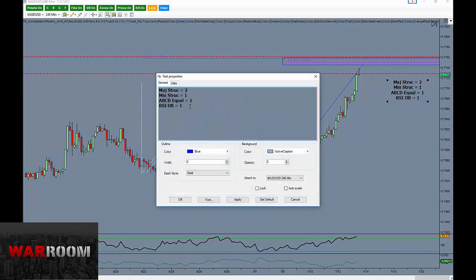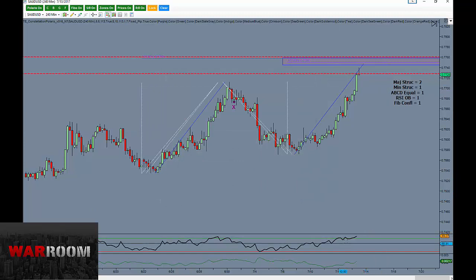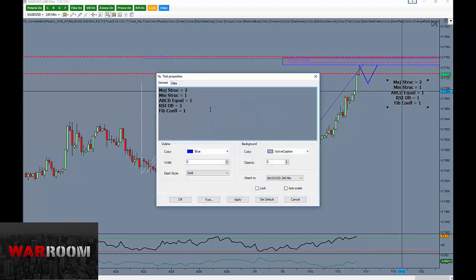We've got a little fib cluster here. It's just fib confluence, right? The next thing you can do, because RSI has gone overbought, we can start to look for a double top. And if we get a double top at this level, you can give yourself another point. You might just be waiting for a double top entry now.